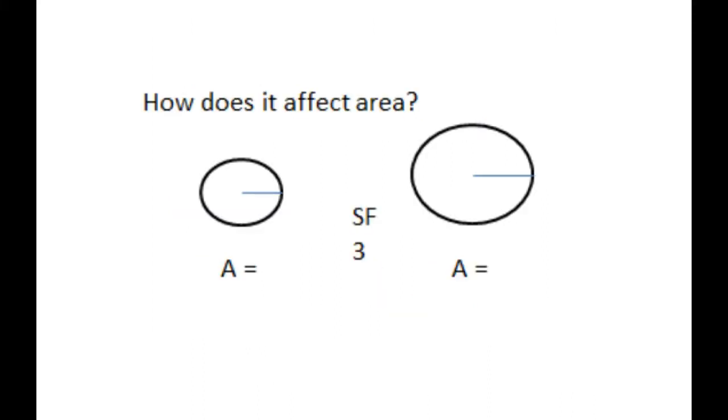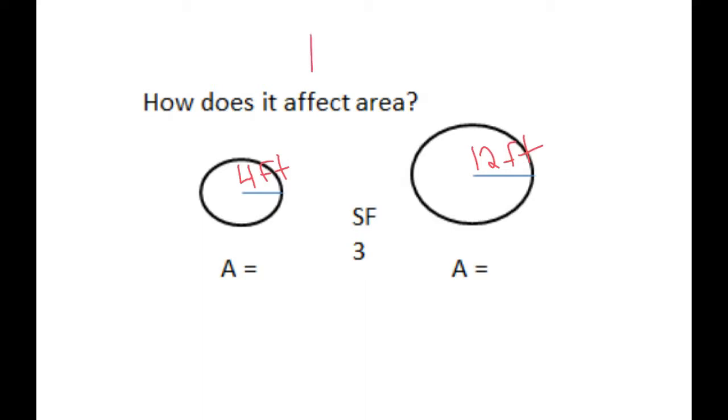Now let's see how scale factor might affect area. I have two circles here, a smaller circle and a larger circle. We are going to say that the smaller circle has a radius of 4 feet. And we're going to apply a scale factor to the radius of 3, making our larger circle radius 12 feet. Now we're going to find the area for each of the circles.